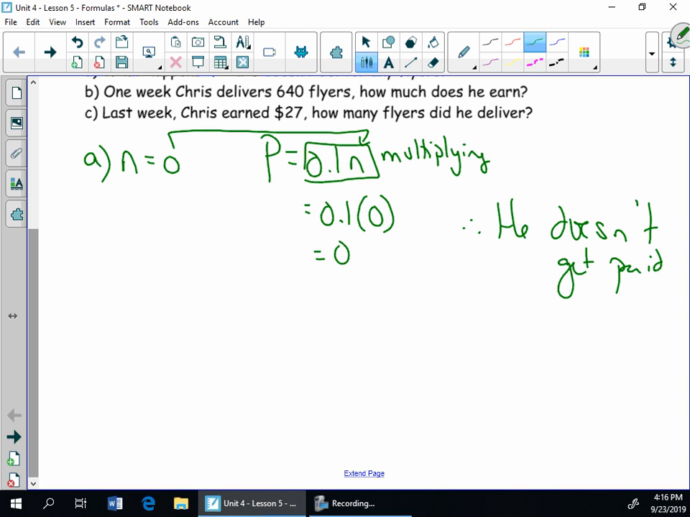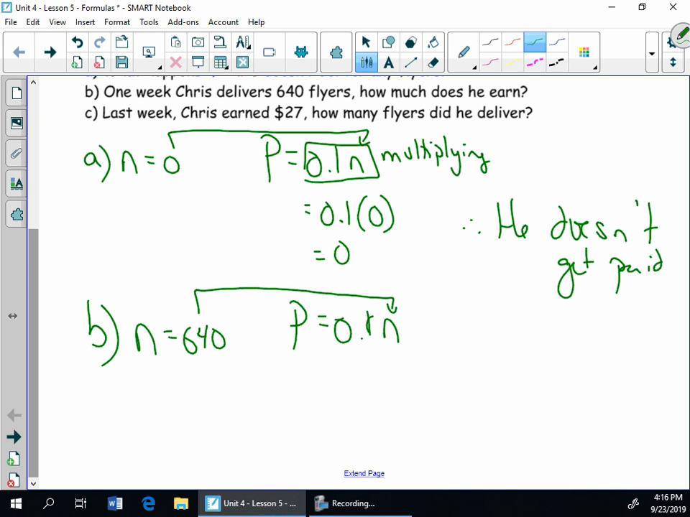Okay. How about part B here? One week, Chris delivers 640 flyers. n is 640. Same equation, P equals 0.1n, but this time n is 640. So 0.1 times 640, again, put in brackets, remind yourself to multiply, and we get 64. He earns $64.